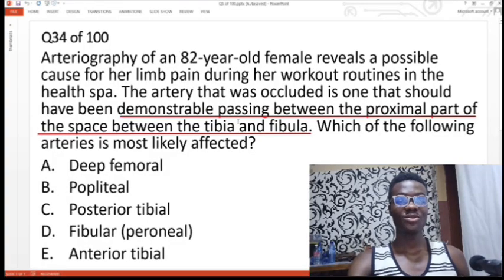Hello, everyone. This is question 34 of our 100 clinically oriented anatomy questions. Let's get straight into it.